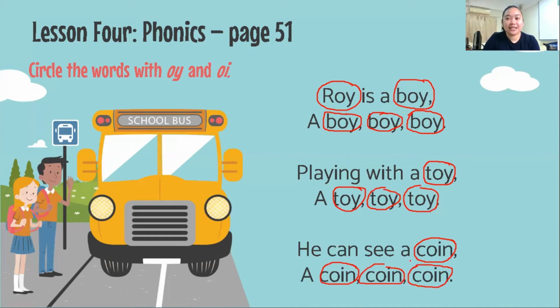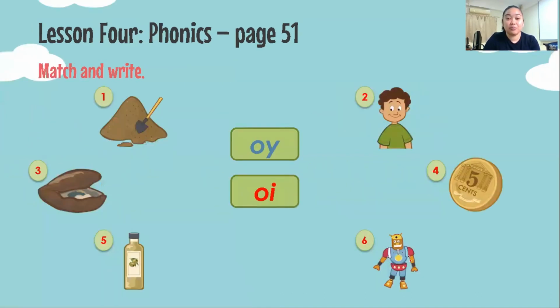Let's proceed to our last exercise. Here, we are going to do match and write. Get your pencils ready. So look at number 1. Number 1, this is soil. Number 2. Okay, you have to identify the names of the pictures. And then here on the first box, we have the OY. And on the second box, we have the OI. What we will do is we are going to look for the word. You can find the word on your student book exercise 1 with listen, point, and repeat. Okay? So we will write the words on the line and match.